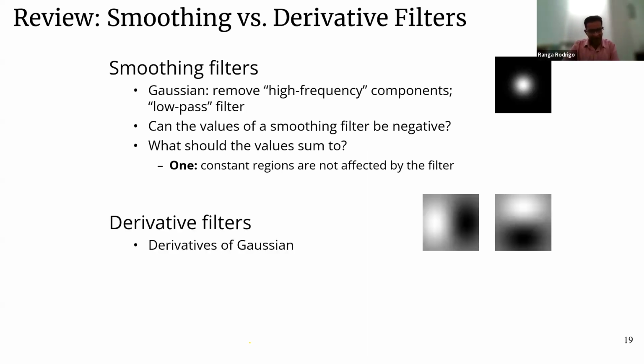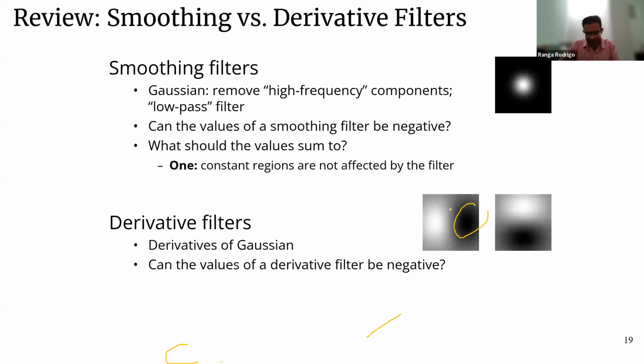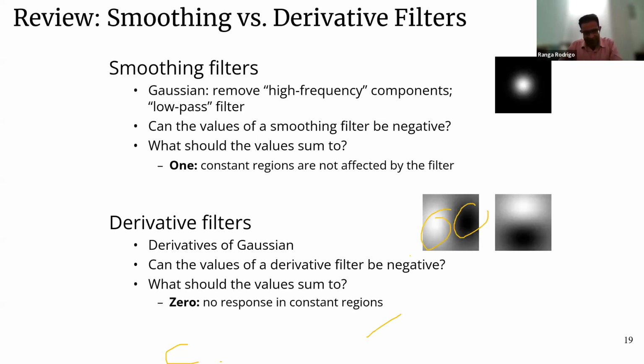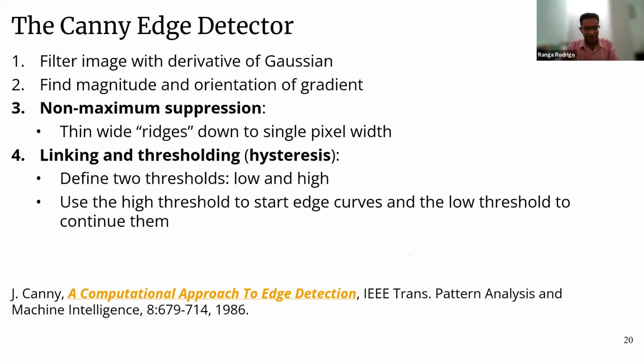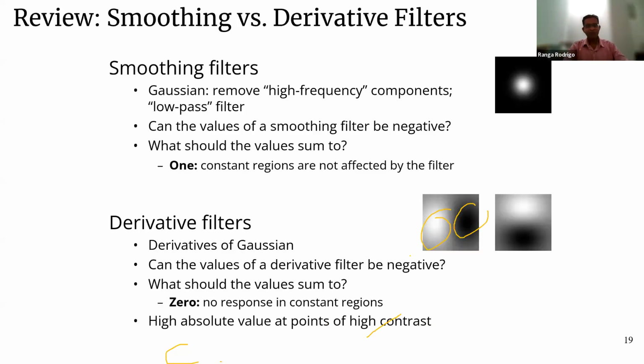Derivative filters, derivative of Gaussian: can values of the filter be negative? For sure, they can be negative. These dark areas are negative, and these are positive. What should the values sum to? They will sum to 0 because there is no response to a constant region. A constant region has no slope, right? No gradient. It's 0. So there is high absolute value at points of high contrast. Okay. Any questions about the smoothing and derivative filters?